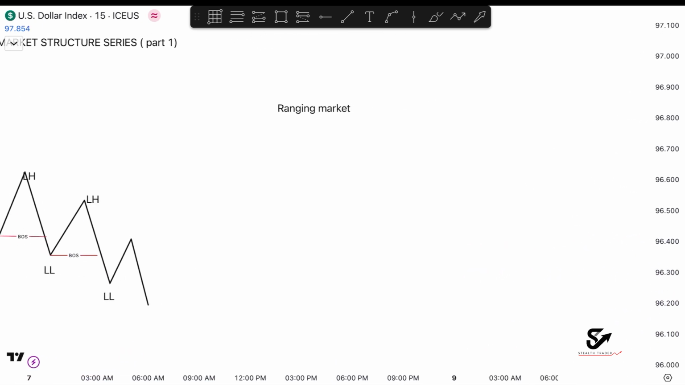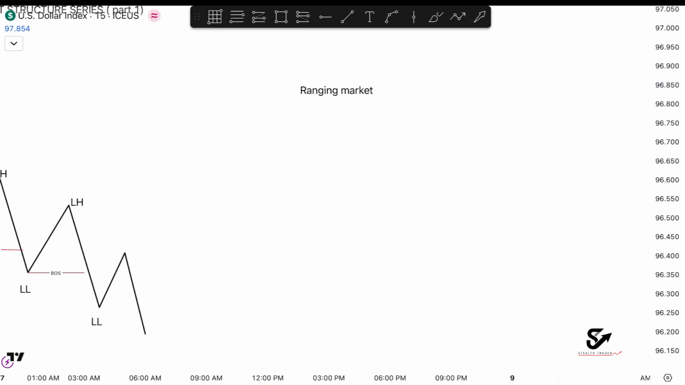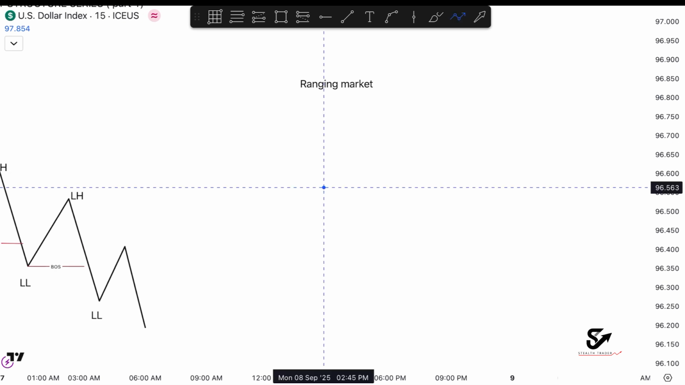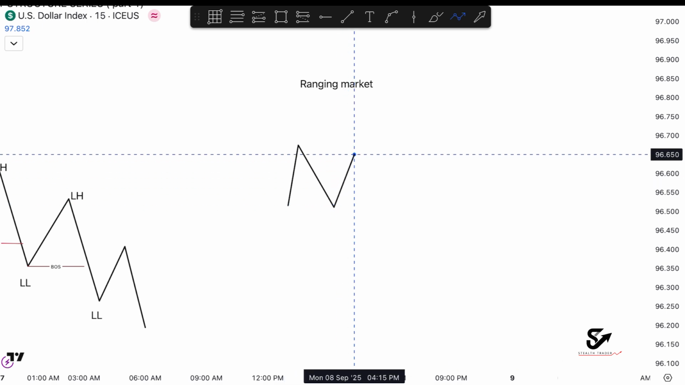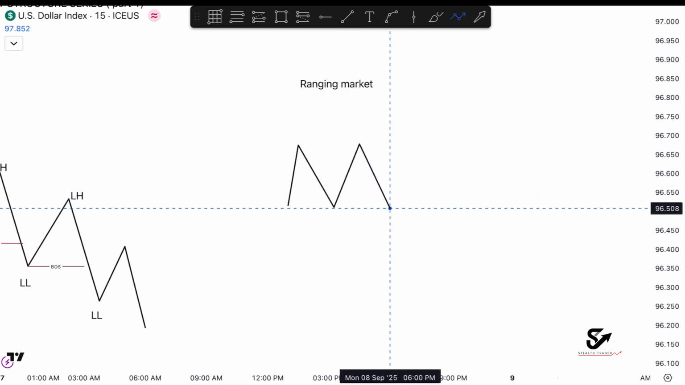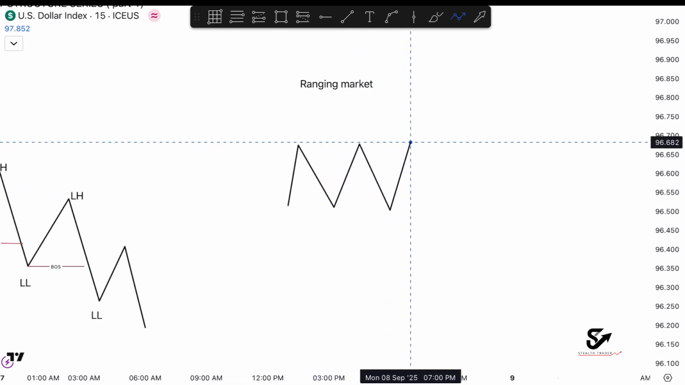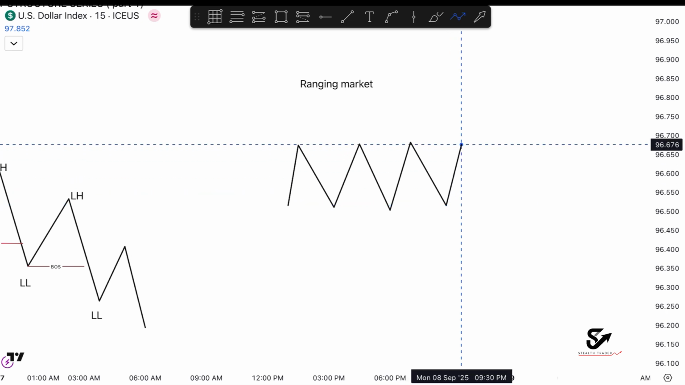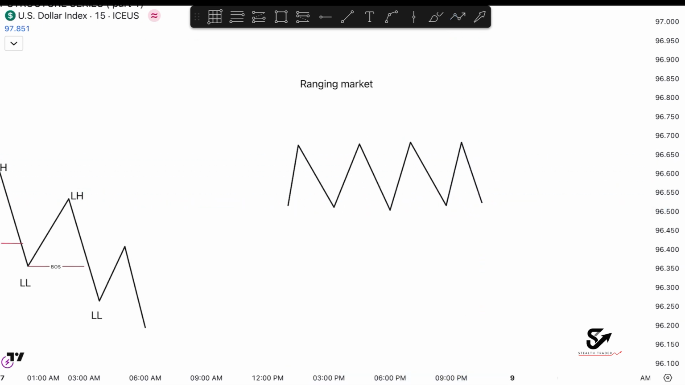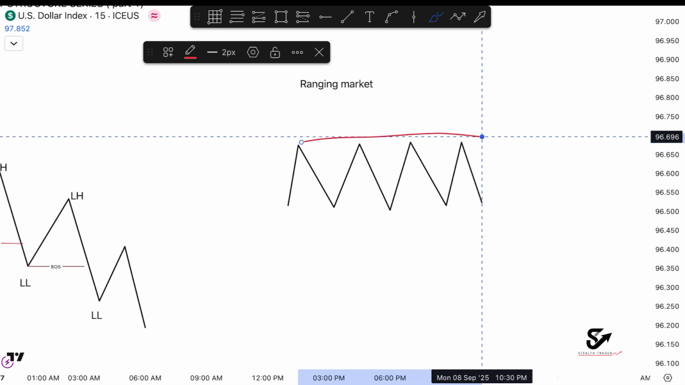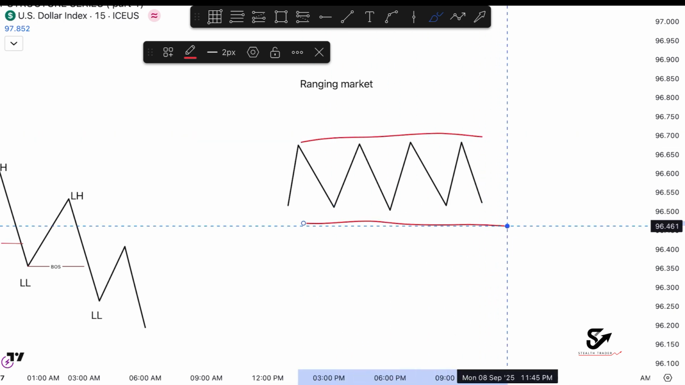The ranging market, from what the name implies, is when the market is just ranging. It's not giving us higher highs, it's not giving us lower lows, it's just doing something like this. The market just keeps consolidating, right? This is what a ranging market looks like. It's just giving us higher highs and higher lows, lower highs and lower lows, all in a particular range. So this is a range. That is why it is called a ranging market.